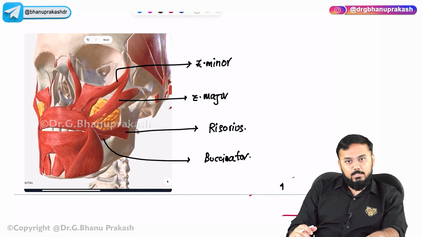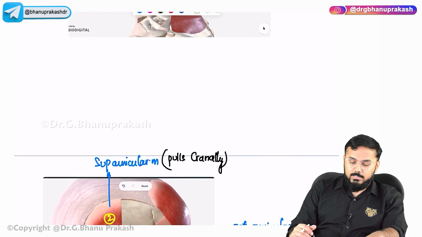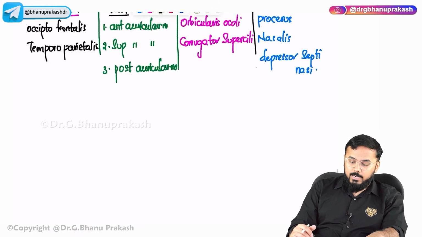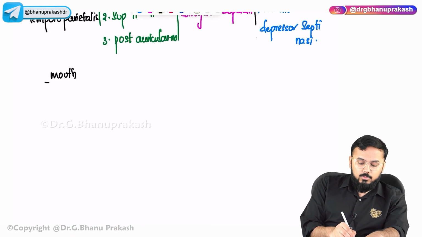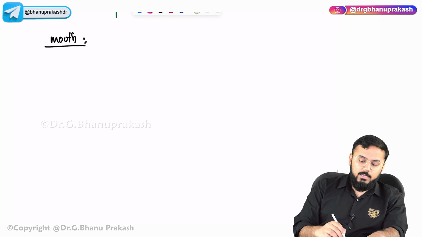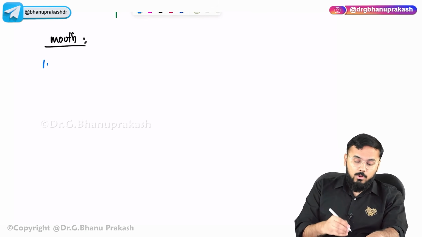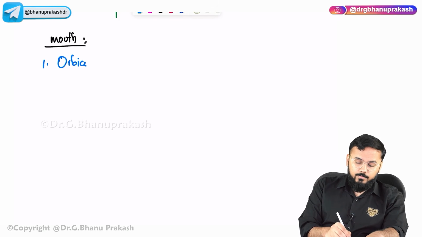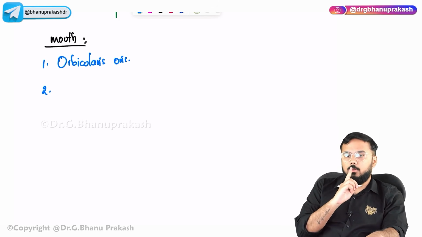Okay. Let us write down the list of all these muscles that are attached to the mouth. So what is the list of muscles attached to the mouth? One by one, guys. The first muscle which we have to discuss over here is your orbicularis oris. After orbicularis oris, 2 muscles located on the top.